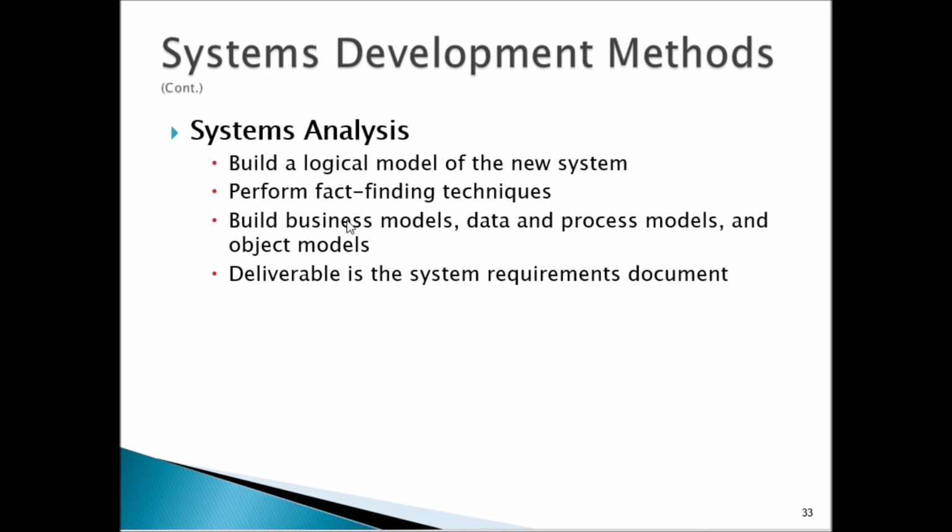Next, we have systems analysis. This is where we build a logical model of the new system. We perform fact-finding techniques, which we're going to go into in much more detail. We build business models, data and process models, and object models. The deliverable is the system requirements document in the systems analysis phase. In other words, the systems analysis is where we go in, we do our fact finding, we do our research, and then we prepare our analysis and we put it on paper, so to speak.